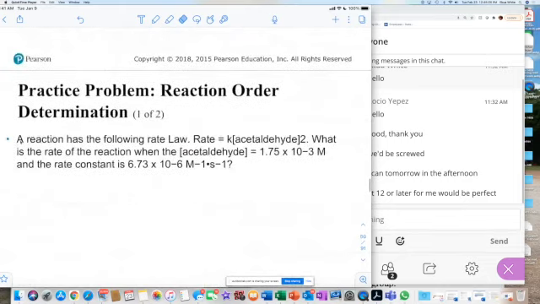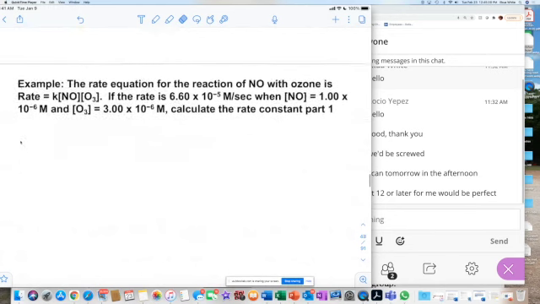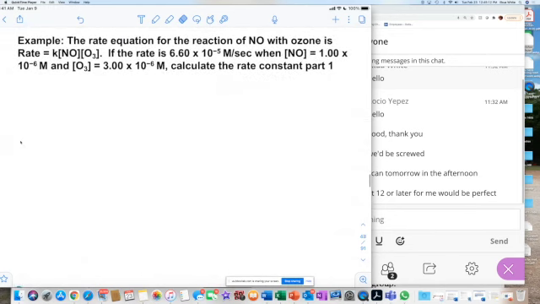So now that we've seen how all of this comes together, now we're going to be looking at questions, right? So I have some questions here. We're going to be judging these questions based on what we just saw. Example, the rate equation for the reaction of NO and ozone is, okay, so given the rate equation, the rate law, equal K NO O3.